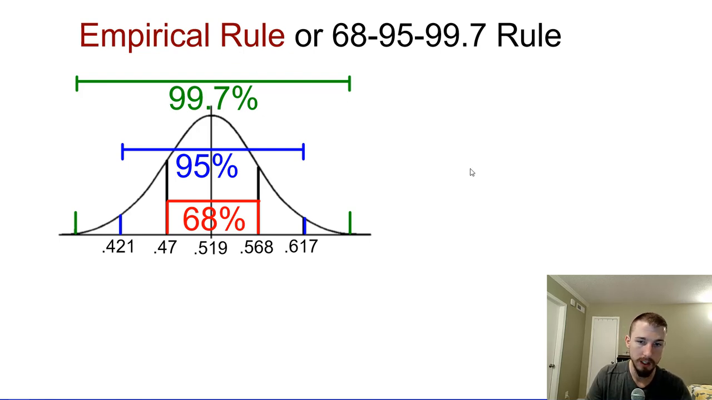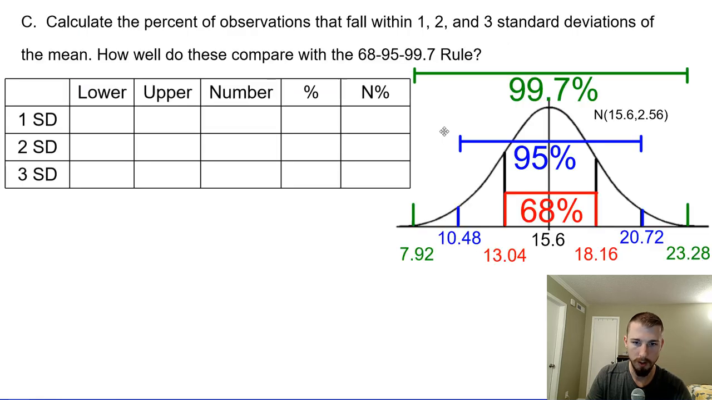Another thing: this model, let me show you that part real quick. I'll show you on this one because it's the same thing. It's centered at 15.6 with a standard deviation of 2.56. There should be a space right there. There we go, much better. So we go over 1 standard deviation.